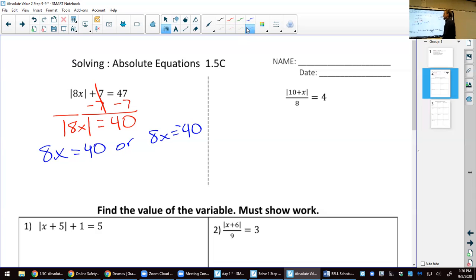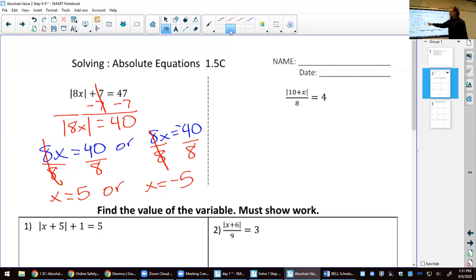We solve both of these out, so we're going to just divide both sides by 8. Let's divide everything by 8. We're left with x equals 40 divided by 8 is 5. Those cancel. X equals negative 5. Because you remember from yesterday, if you're just multiplying or dividing with the absolute value, you're going to get the same answer just with opposite signs. Here's our answer.